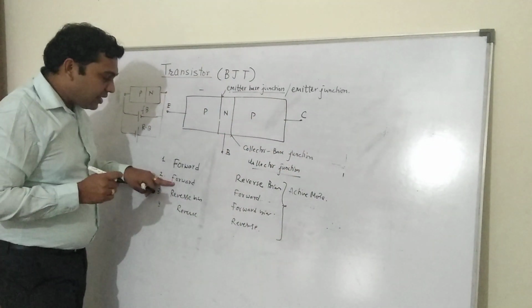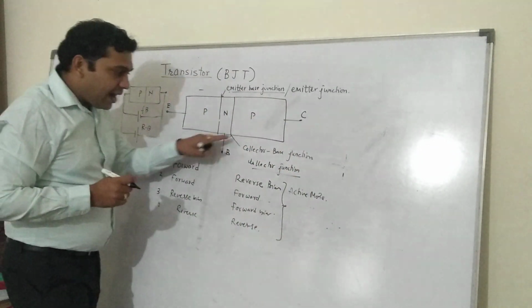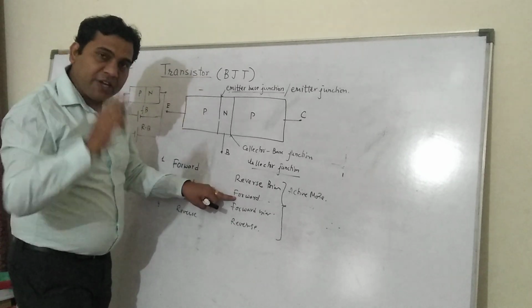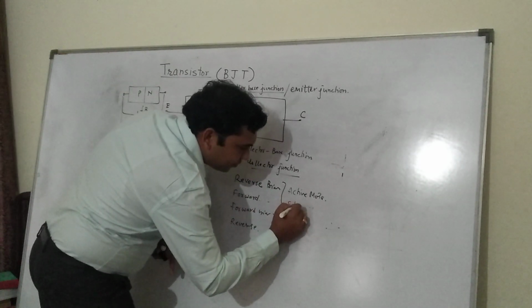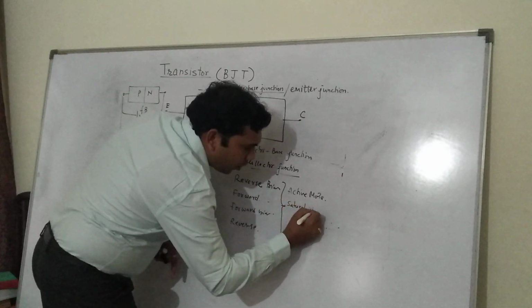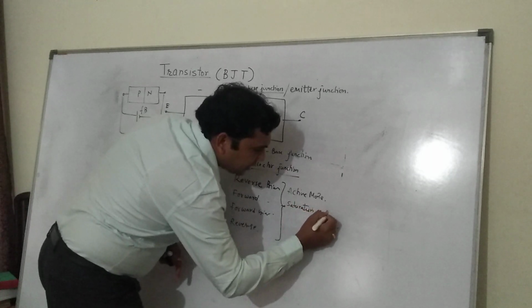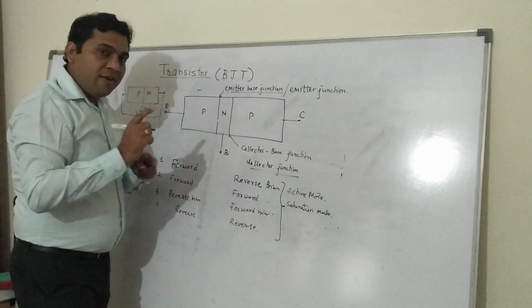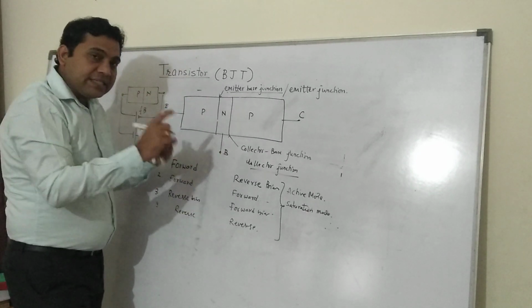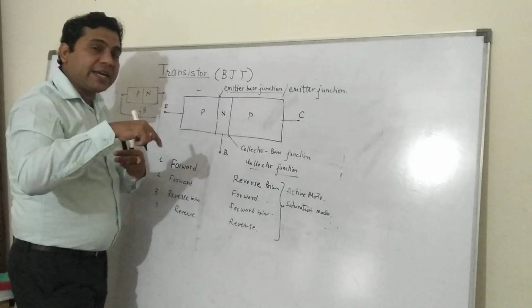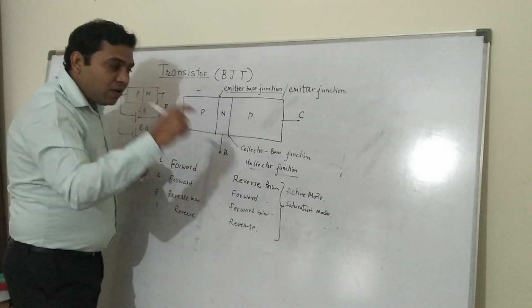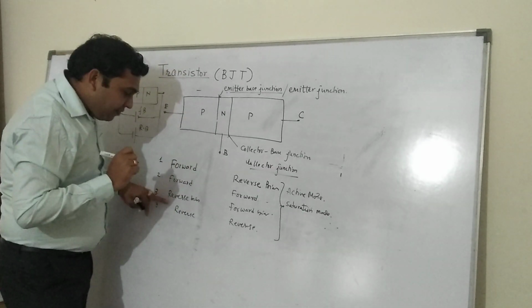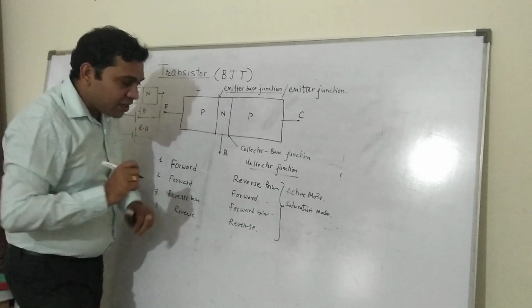Whenever the emitter junction is forward and the collector is also forward, we call it saturation mode. Why we call it saturation mode will become clear later, when we apply the bias and see the characteristics. At that time we will see why we are calling this a saturation mode. Whenever it is reverse and reverse, we call it cutoff mode.